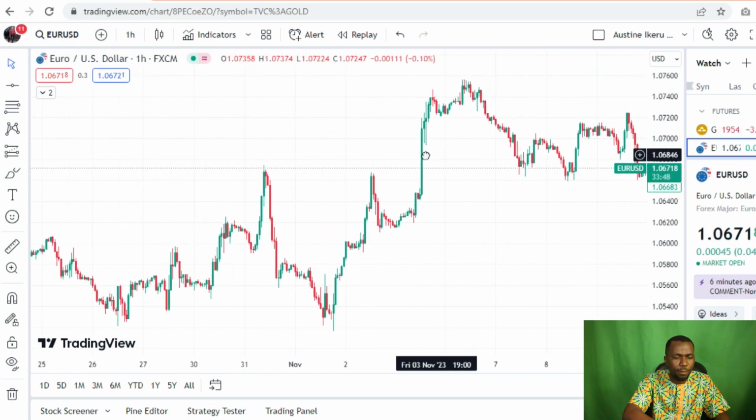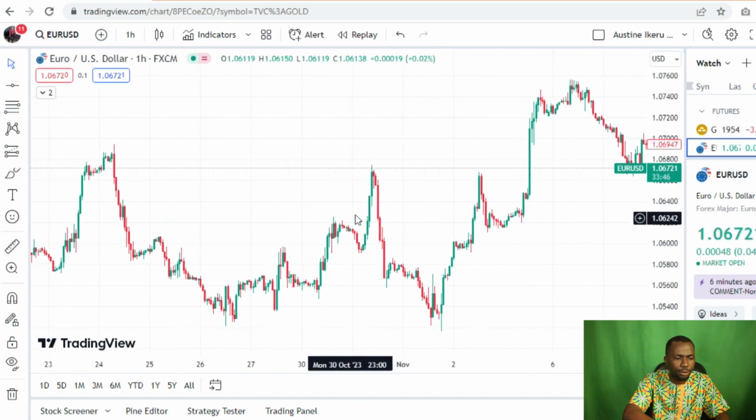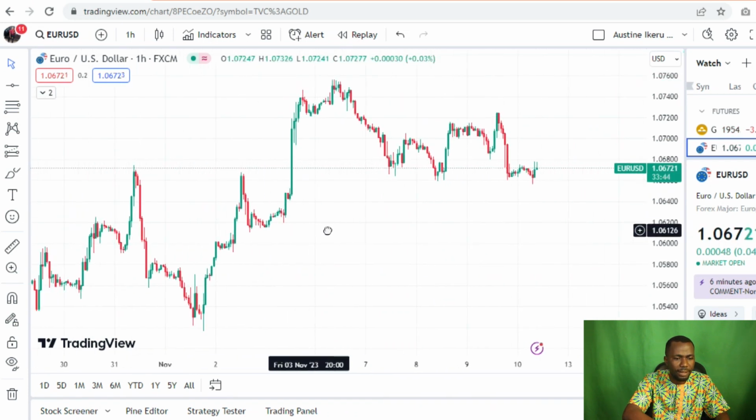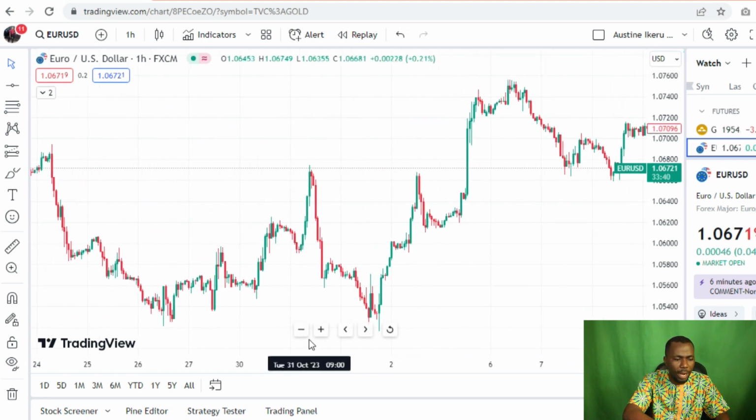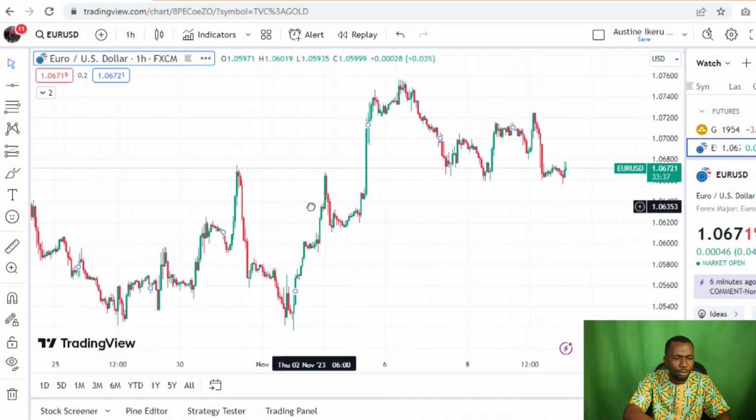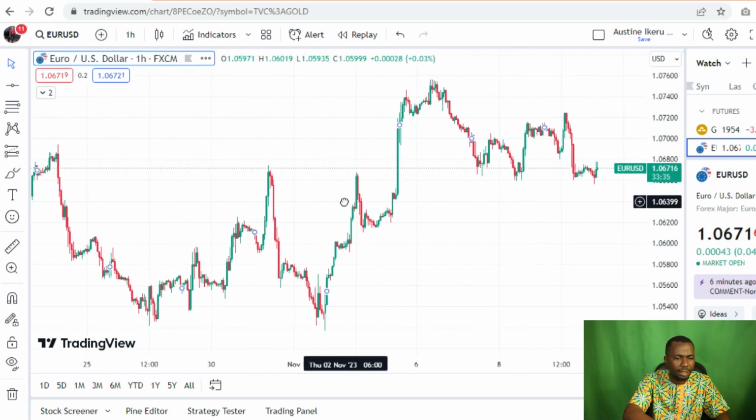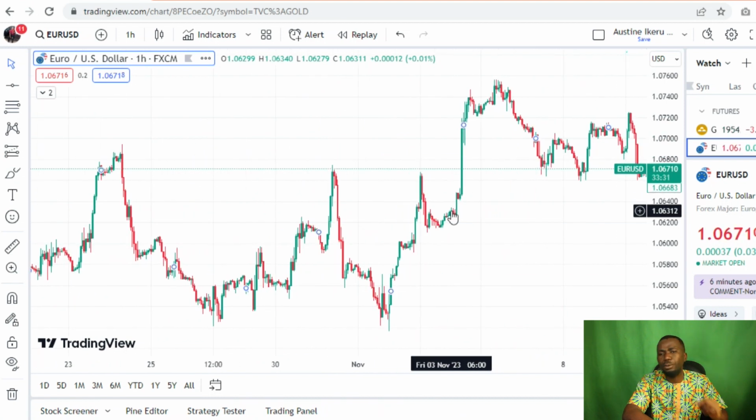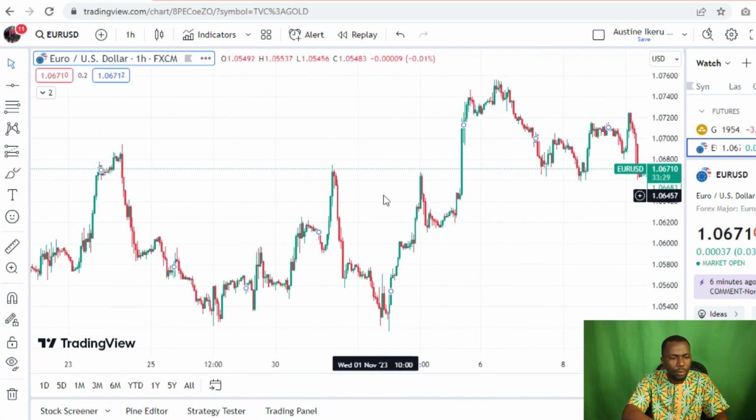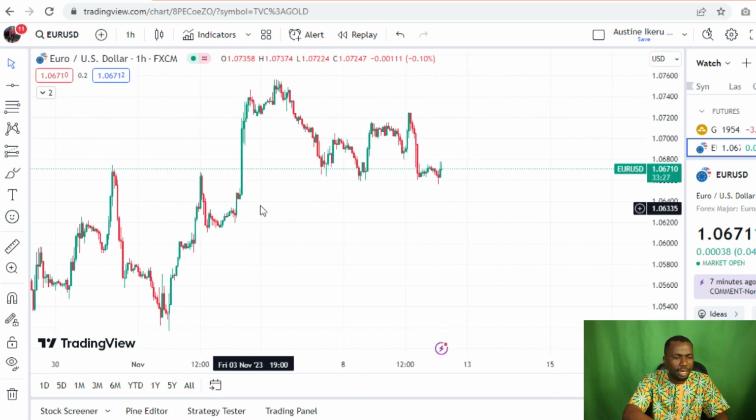So the first thing we have to do right now is to look at the market structure, right? We have to zoom our chart to know the direction of the market. So that's the first thing. Once we have identified the market structure, we can now trade in the direction of the trend. So the first thing you have to do is to look at the market structure before you start. And after looking at the market structure, you now identify your area of value.